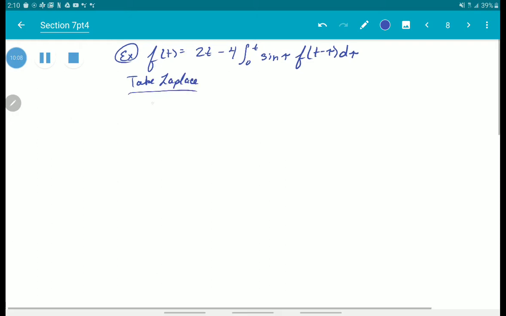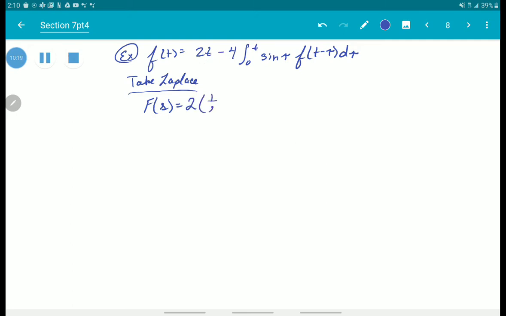The Laplace of f of t is capital F of s. The Laplace of 2t would be 2 times the Laplace of t, which is 1 over s squared, minus 4, and then we got to figure this guy out. So this is a convolution. We know this is going to be f convoluted with g. We just got to figure out f and g. So in this case, our f is going to be sine of t, and our g is going to be f of t.